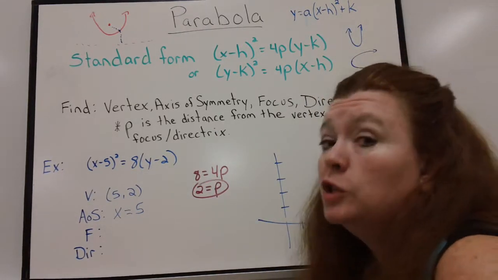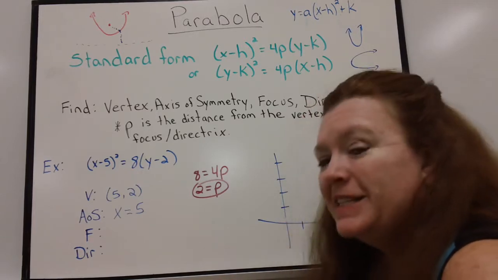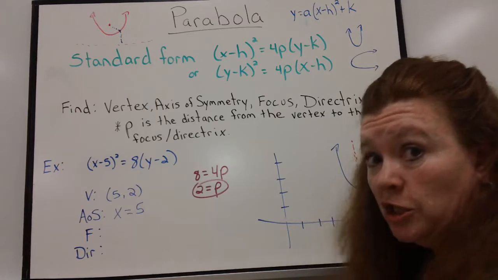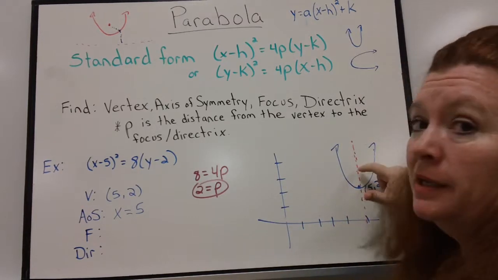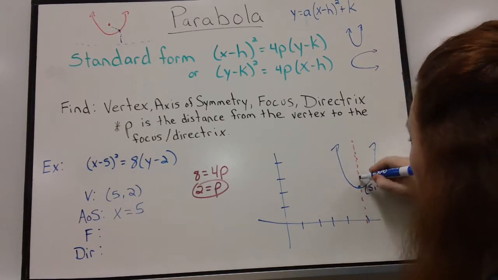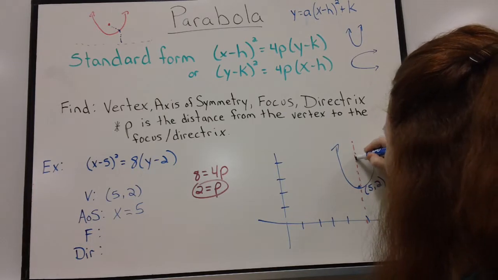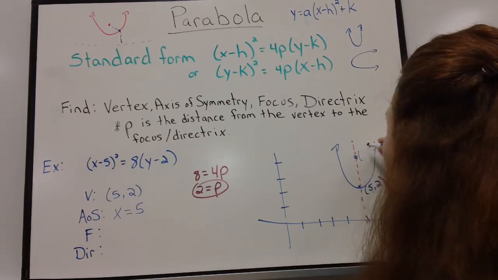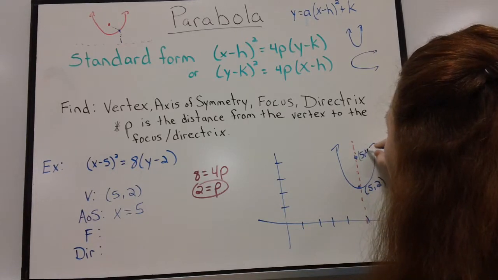So I'm going to move 2 from my vertex to get to the focus. Well, which direction do I move? I'm going up. So if I want to go up 2, 1, 2, actually that's right up here, not drawn to scale. That would be the point (5, 4).